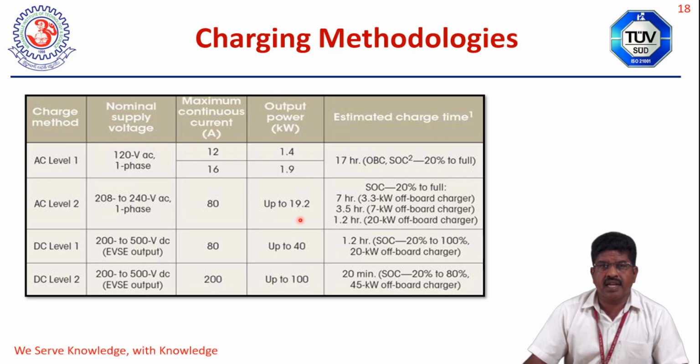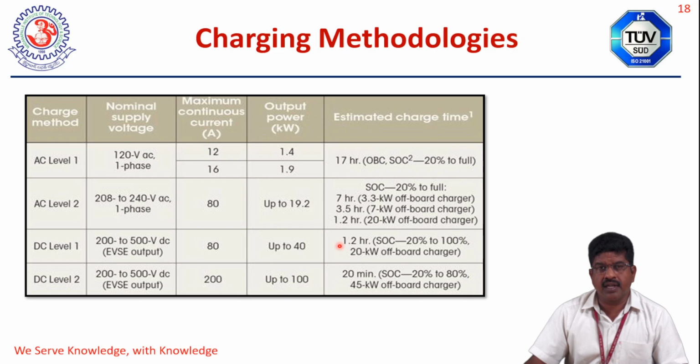Similarly, coming to the next type called DC level 1, we can see that here the nominal supply voltage is 200 to 500 volt DC, and it consumes approximately 80 amperes of current and gives an output power of 40 kilowatts. And the estimated charging time is approximately 1.2 hours.